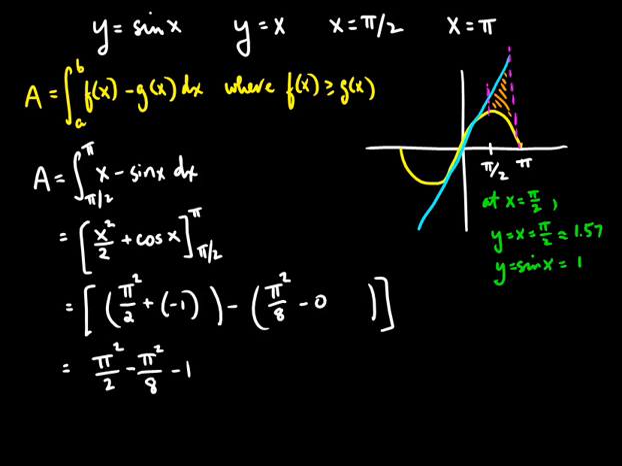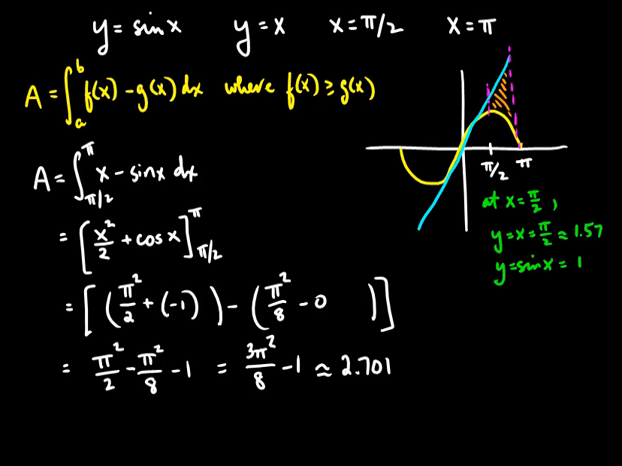And so simplifying, I get pi squared over 2 minus pi squared over 8 minus 1, which is 3 pi squared over 8 minus 1. And it's sufficient to leave the answer like that. An estimate using the calculator of that final part would just be 2.701.